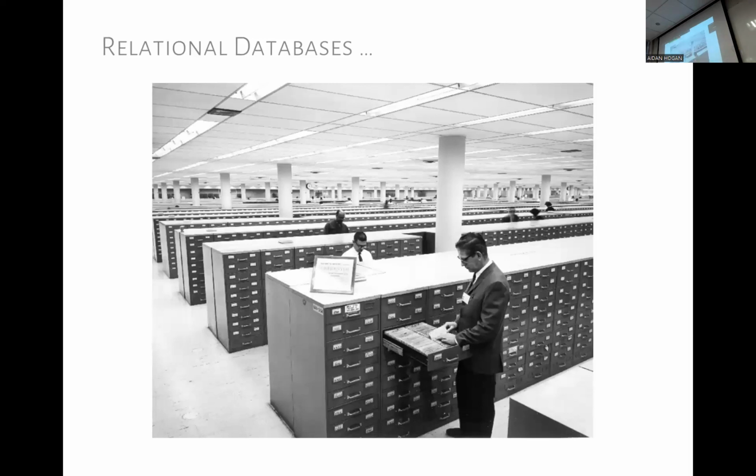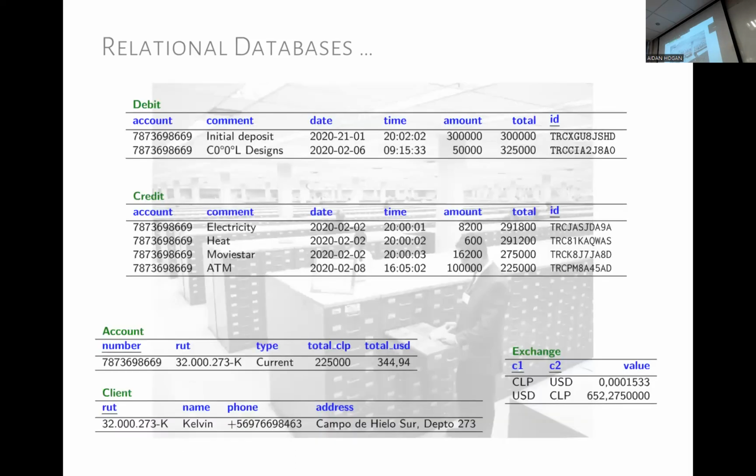When we talk about modeling structured data in general, we're going to use relational databases. This is the typical traditional example that we've had for many years. Relational databases are very standard, very well structured. We have here in this case tables relating to a bank, where we have a debit table, a credit table, an account table, a client table, an exchange table. We have primary keys. I don't think we have any foreign keys here. We have restrictions.